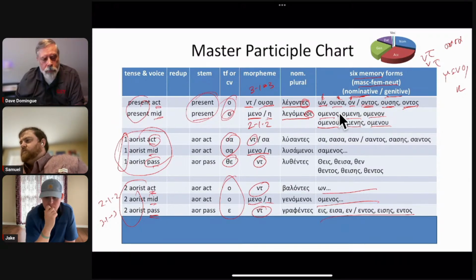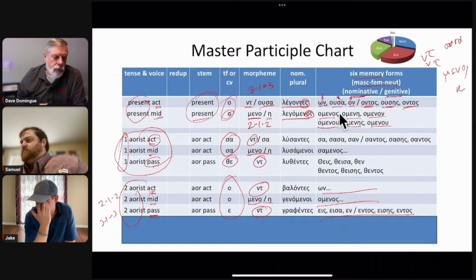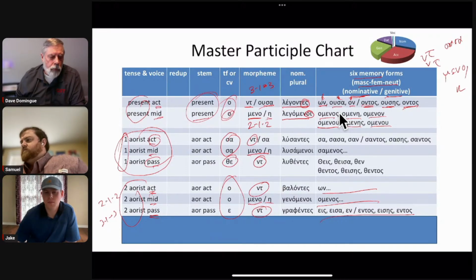But it's also going to be differentiated by the case endings. Active voice is going to use a 3-1-3 case ending declension pattern. Middle voice is going to use a 2-1-2 declension pattern. So you'll be able to differentiate them in those ways, even though they have the same tense formative.